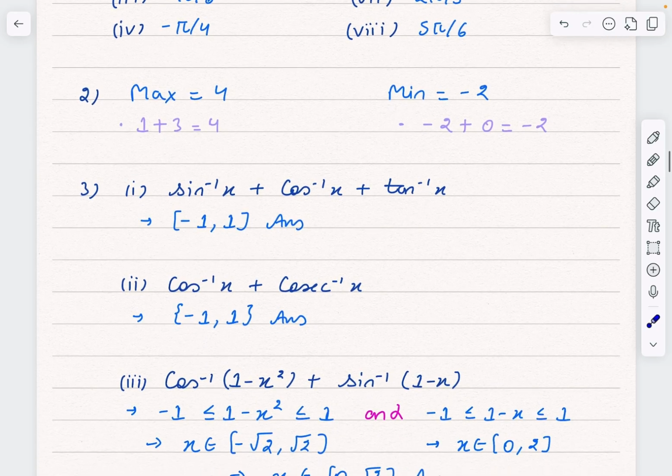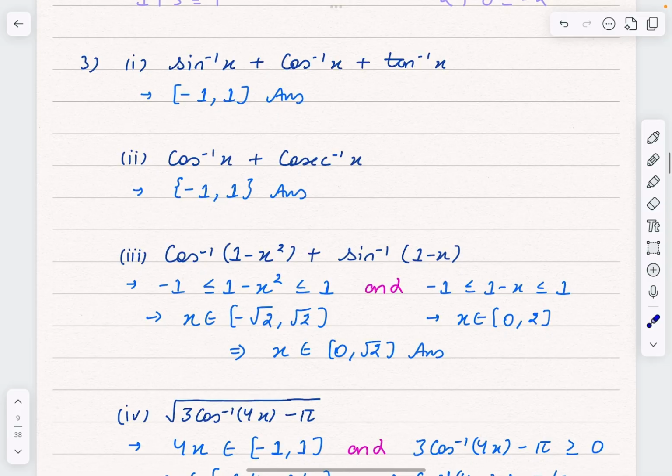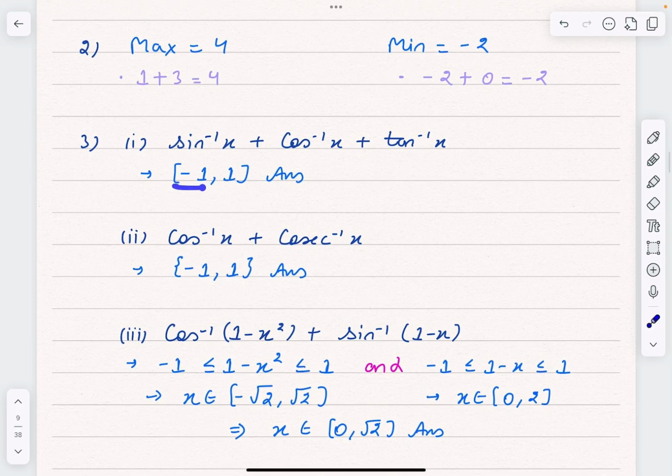Next, third one. First one, the answer is minus 1 to 1. Second, the answer is just minus 1 and 1. The common points in their domain will be only minus 1 and 1. The third one we'll discuss in detail here.